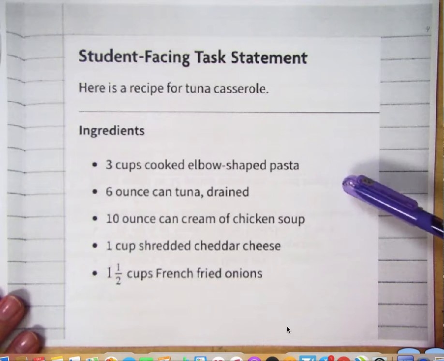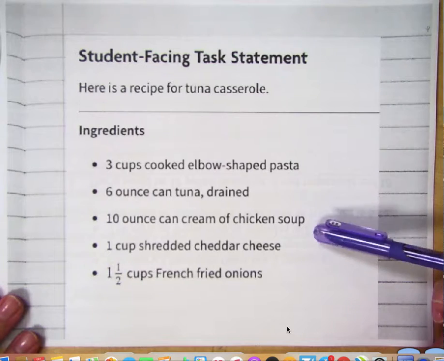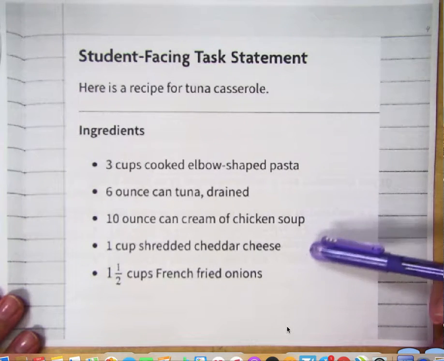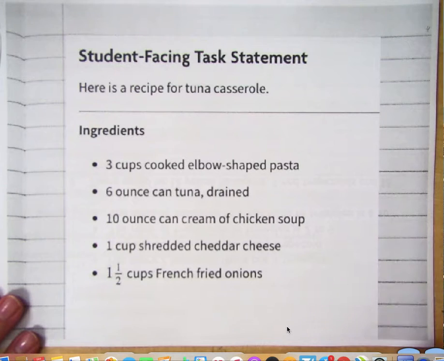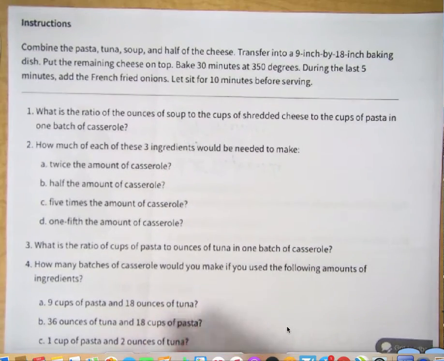But in order to make this tuna casserole, we're going to have 3 cups of elbow-shaped pasta, 6 ounces of tuna, a 10-ounce can of cream of chicken soup, a cup of shredded cheese, and 1.5 cups of French fried onions. Okay, so here's our task. We're going to combine the pasta, tuna, soup, and half the cheese and transfer it to a 9-inch by 18-inch baking dish and put the remaining cheese on top and bake for 30 minutes at 350 degrees. During the last 5 minutes, we're going to add the French fried onions and then let it sit for 10 minutes before we serve it.